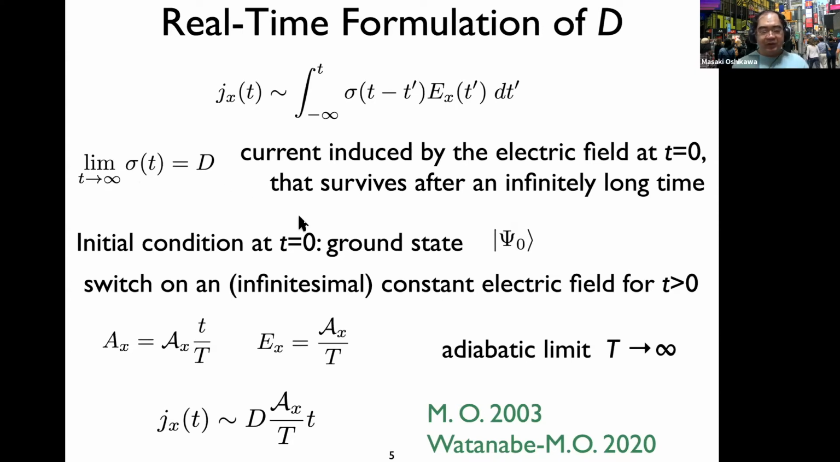So in words, if you apply an electric field pulse at t equals 0, then you induce the current. But you may expect this current should decay over time. But sometimes this current survives even after infinitely long time. And how much current survives after infinitely long time is nothing but the Drude weight.